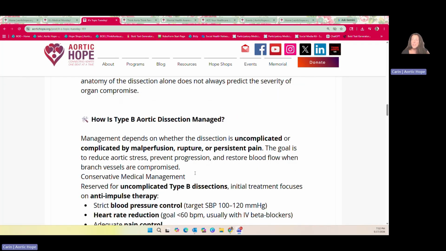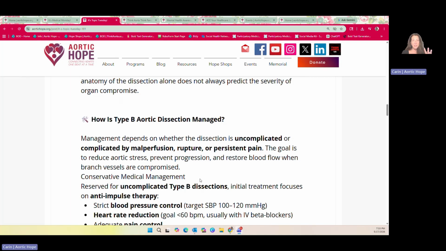And how is it managed? Well, if it's uncomplicated or complicated by malperfusion or rupture or persistent pain, the goal is to basically reduce the stress on the aorta. That's like your first thing, and prevent any progression and restore the blood flow when vessels are compromised. So this is how it's done.